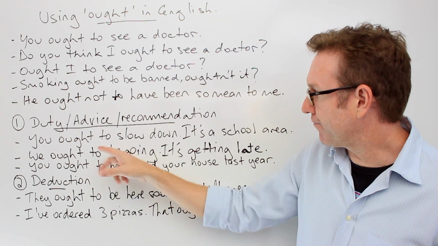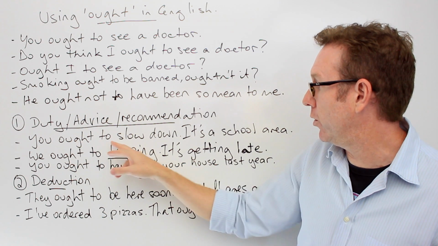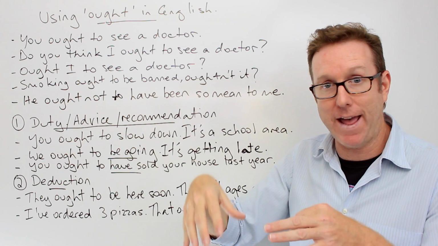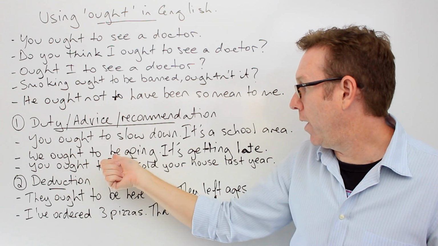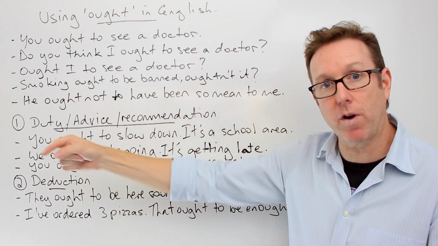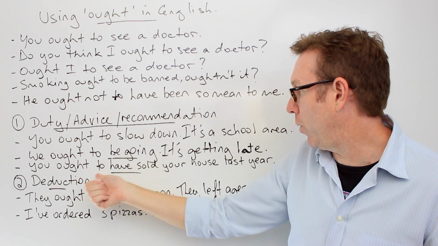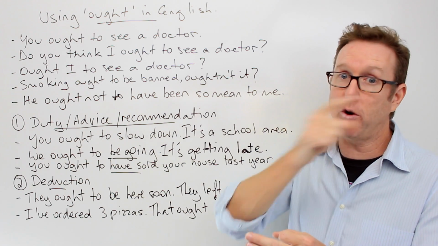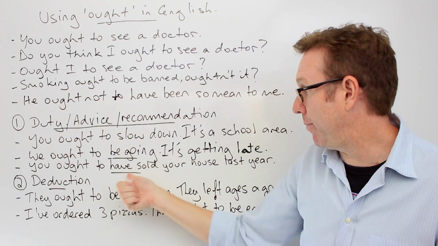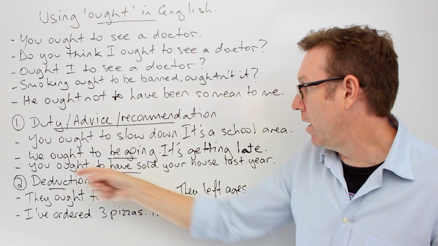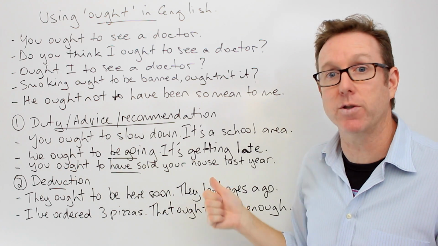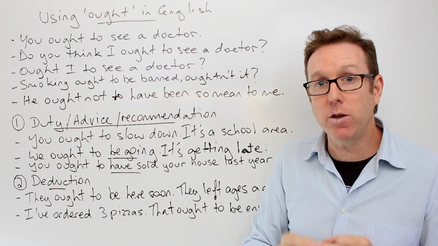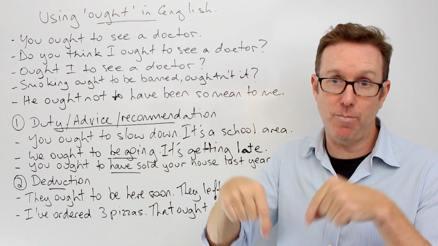Now, two things here. Normally we're using ought to with the infinitive structure straight afterwards, meaning now. We can also use it with the be continuous structure, and we can also use it with the have past participle structure when we're talking about the past, which is the example that we have here. Okay? So you ought to have sold your house last year, past event. If I say you ought to sell your house, it means now.